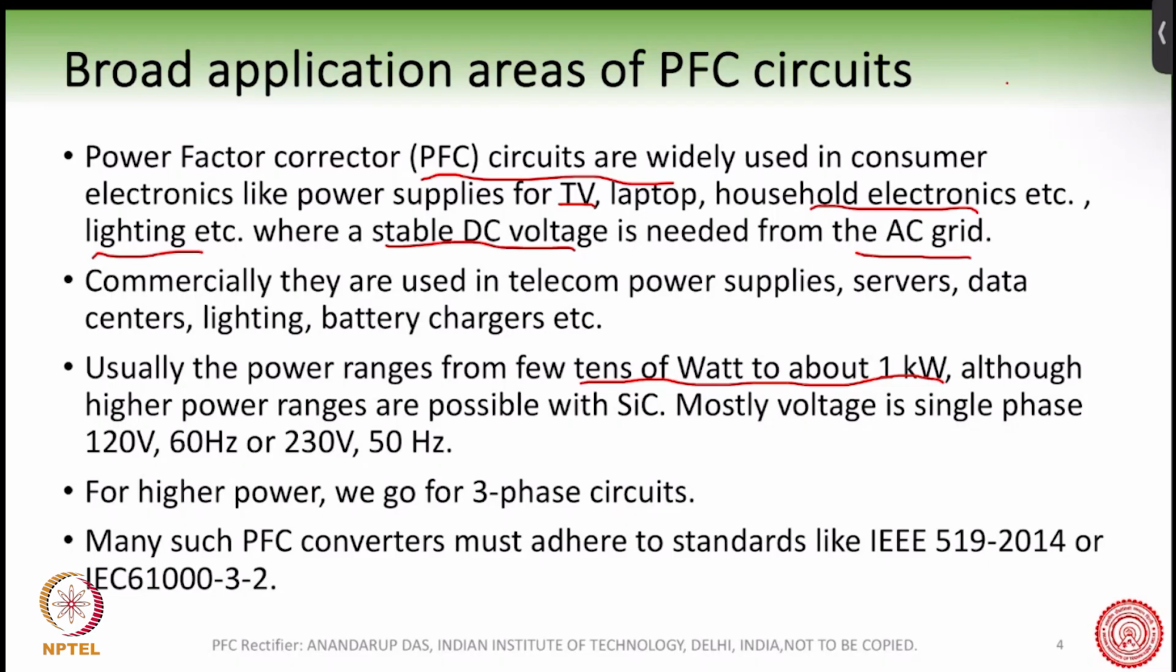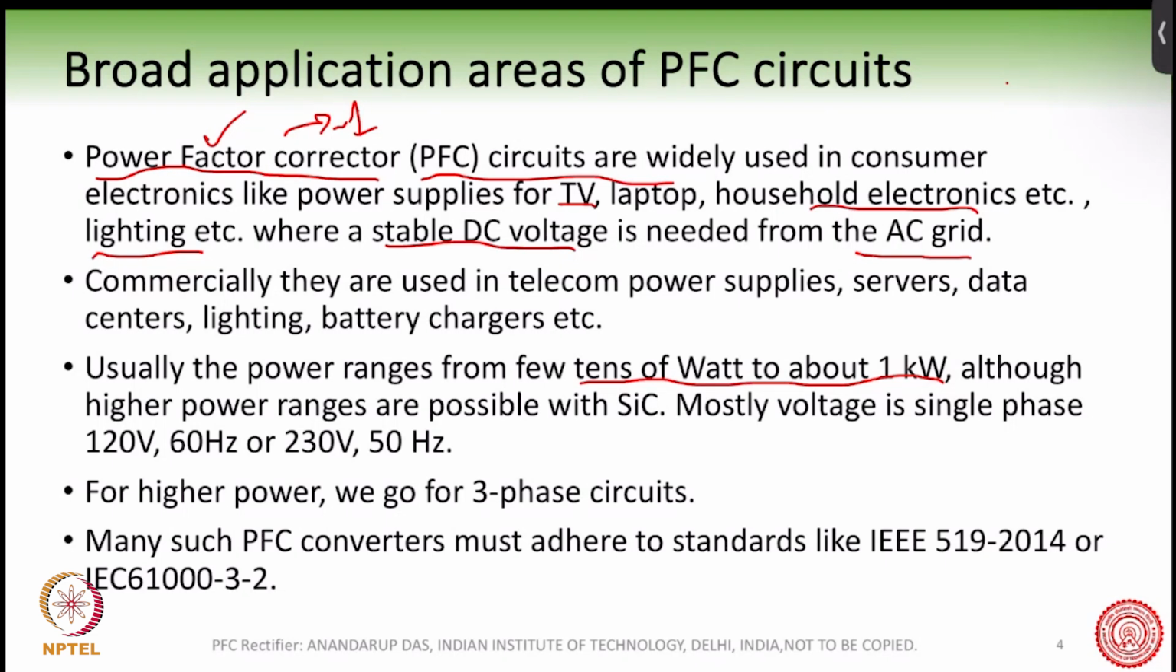Of course, when we connect it to the AC grid, as I have already mentioned, we have to be very careful about the harmonic distortion or the THD. We have to maintain that. And in all these PFC circuits, we have to keep the power factor at the input very close to 1. Typically, the power factor of these kinds of circuits is 0.98 to 1. This is very important even for consumer electronics.